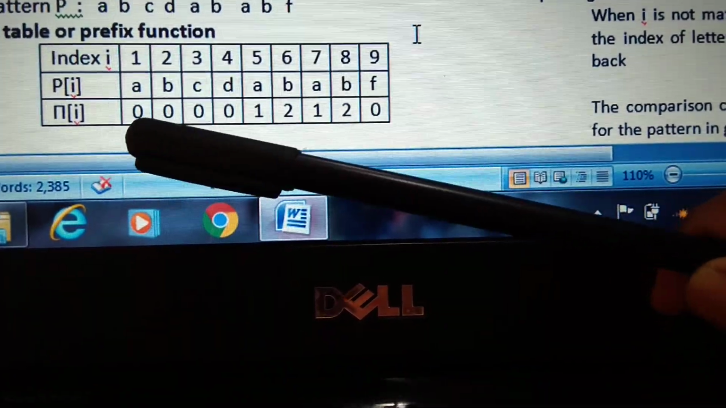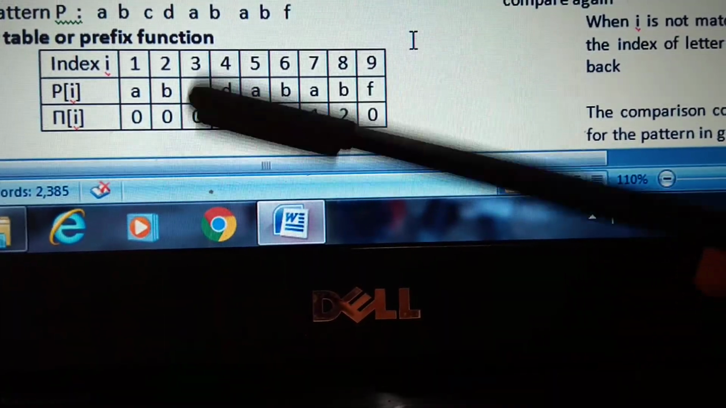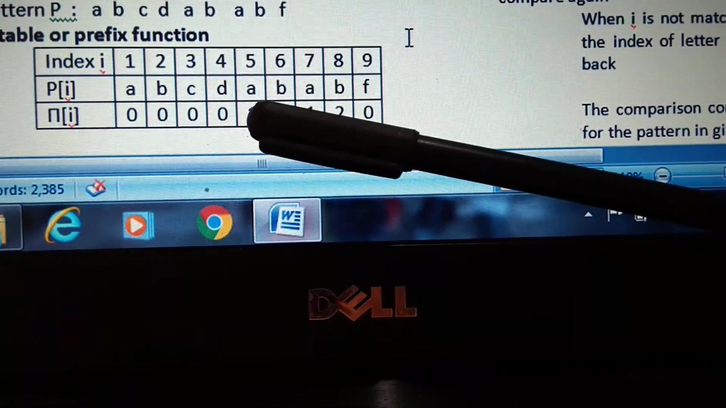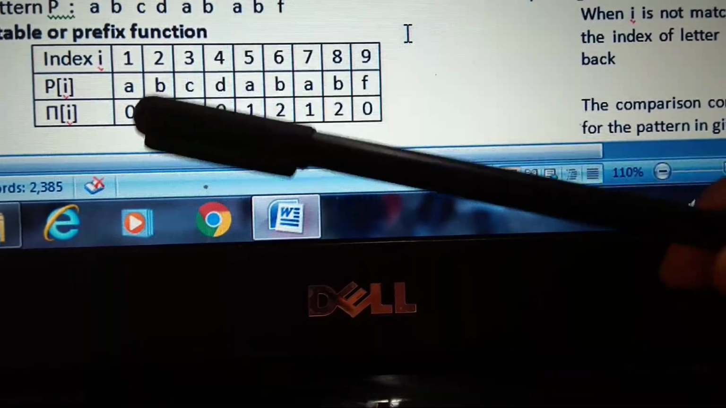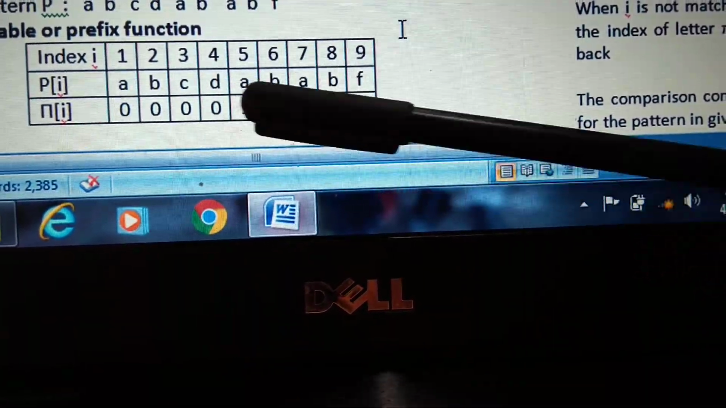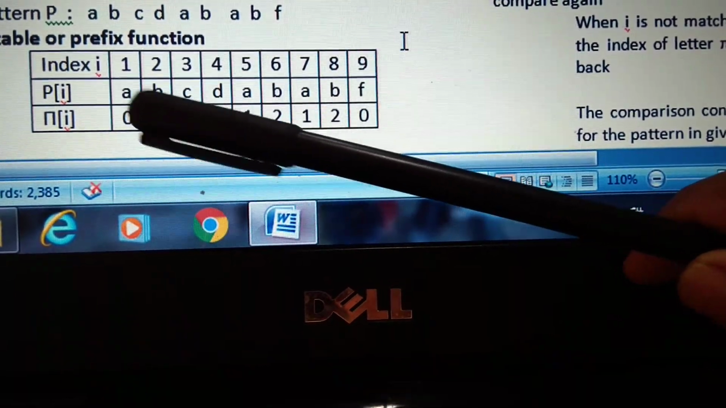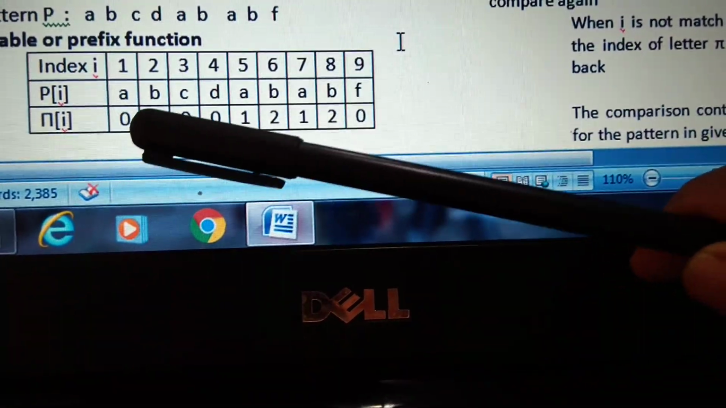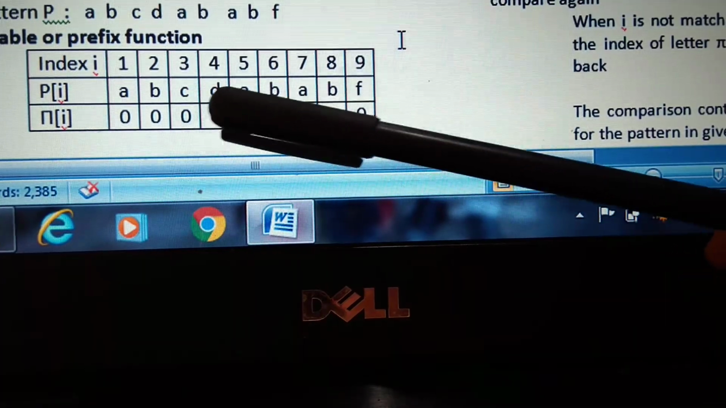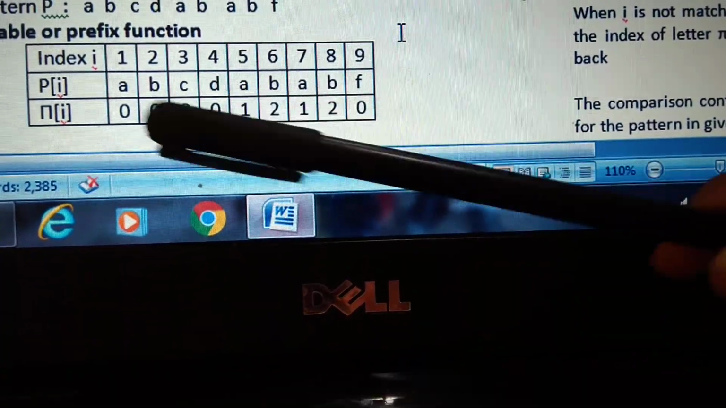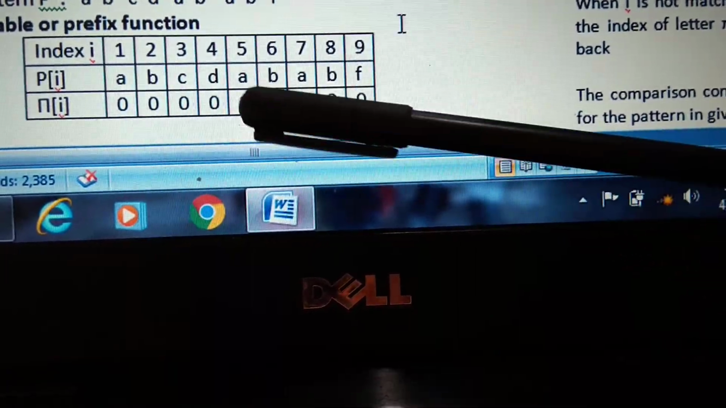Pi value of A is 0, B is 0, C is 0, and D is 0. Coming to A, it is repeated a second time. Whenever A is repeated a second time, we represent A with 1. And coming to here, the pattern AB is repeated. So first, initially A is 0, B is 0. Come to here, C is not repeated, D is not repeated, and A is repeated. So once it is repeated, you mark it with the 1.